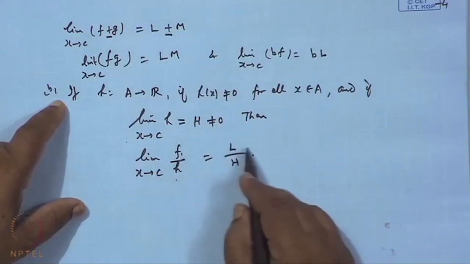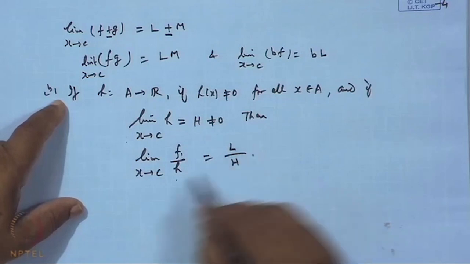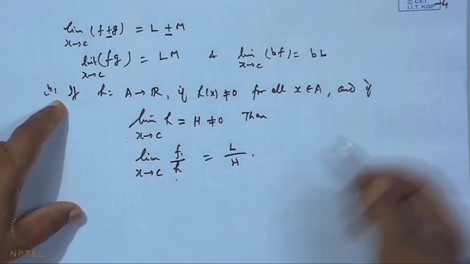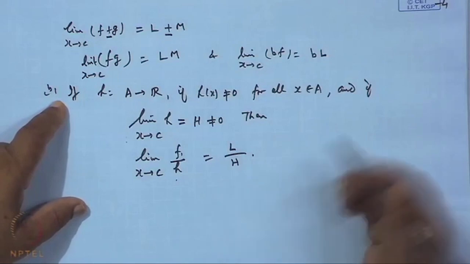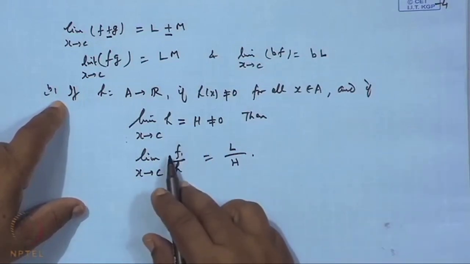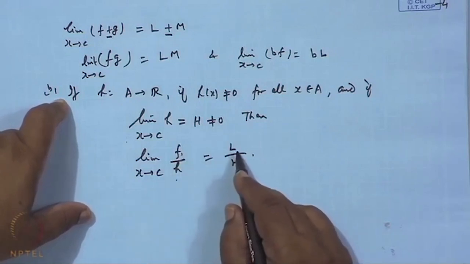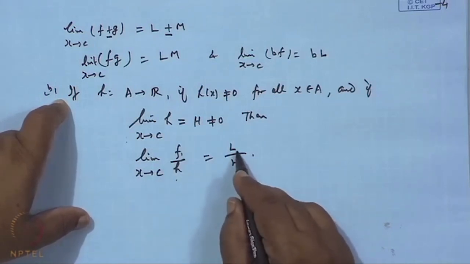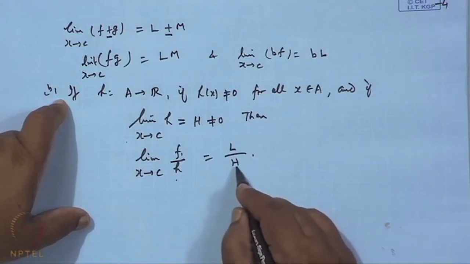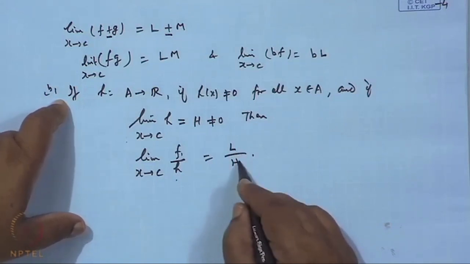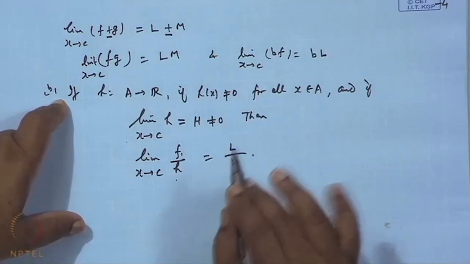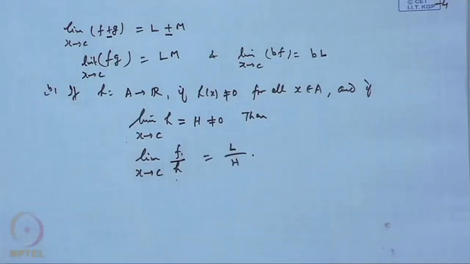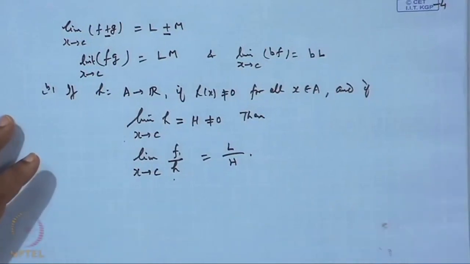Suppose the limit of f is also 0 and h is also 0. In that case, when you substitute the value or take the limit, it will come out to 0 by 0. You cannot say the limit is 1 or the limit is 0, it may be anything, so it may not exist also. So, what we say is that whenever the limiting behavior of h is different from 0, then only we can say the limit of the ratio exists, because if h is different from 0, even if L is 0, the limit will come out to be 0. But if L is also 0 and h is also 0, then the problem occurs. So, we put this restriction on it.